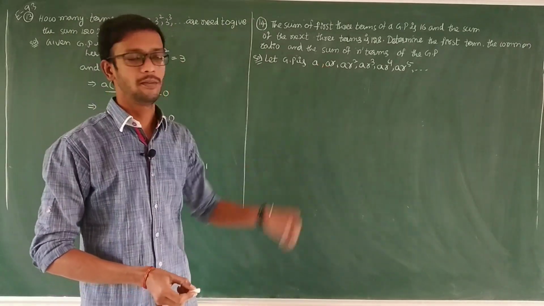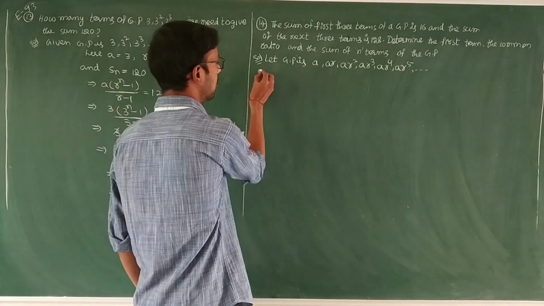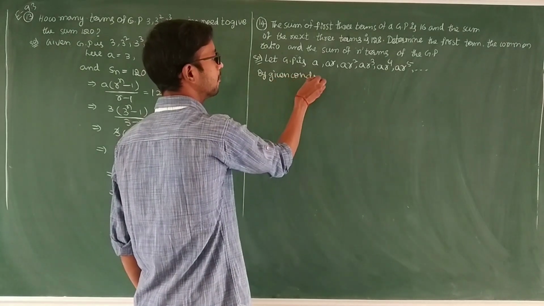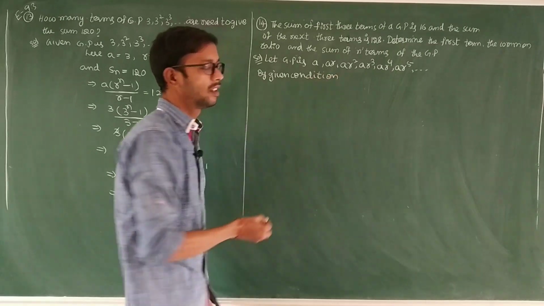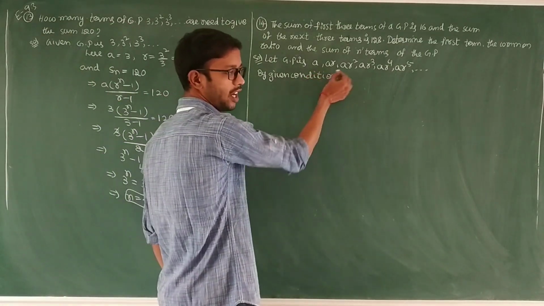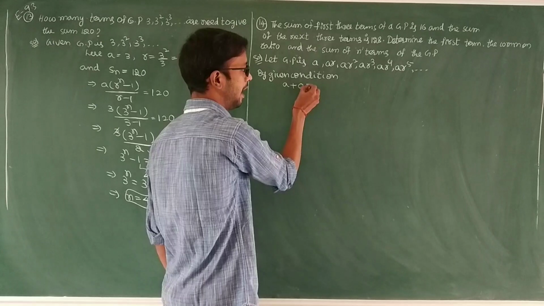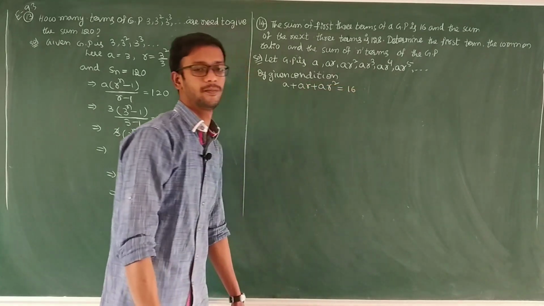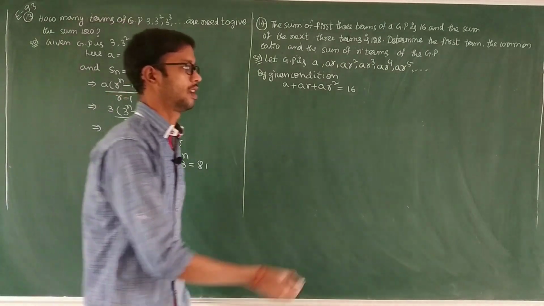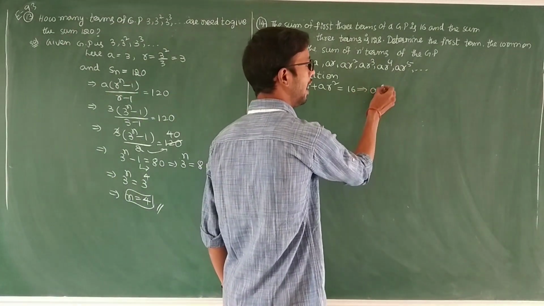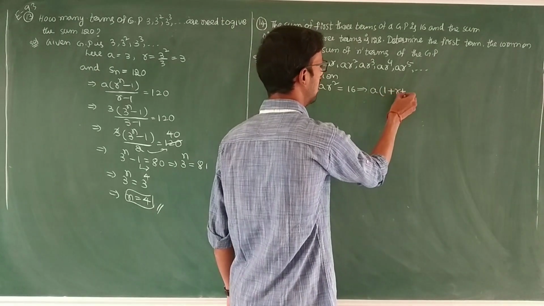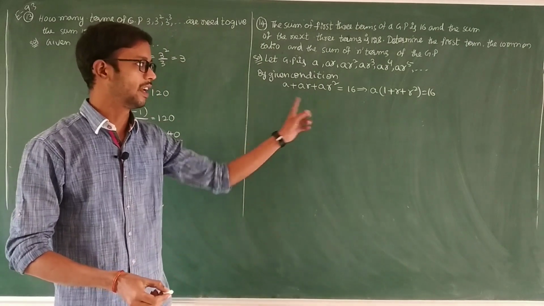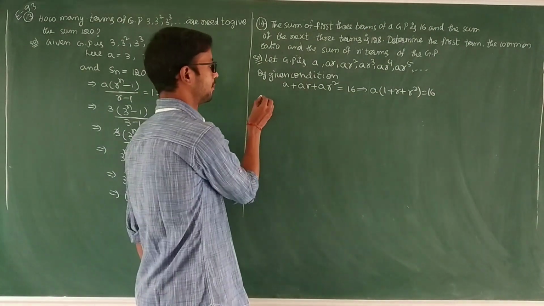So first three terms addition by the given condition. What are the first three terms here? a, ar, ar square. Addition is 16. What can we take common here? a into 1 plus r plus r square is equal to 16. a taking common.